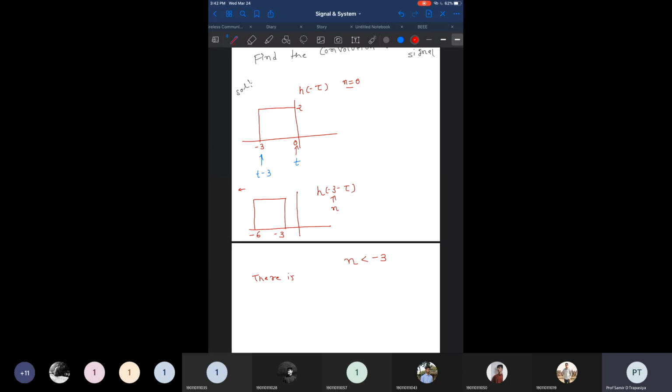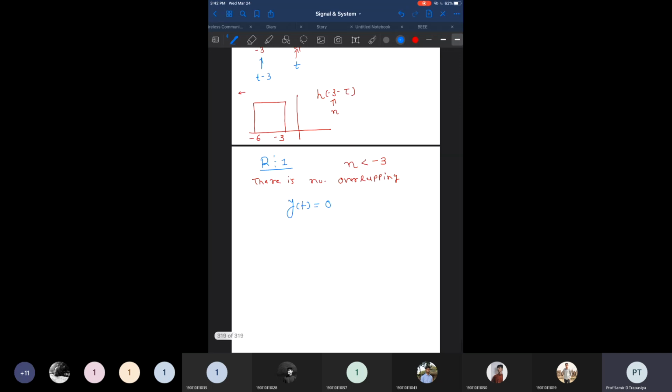There is no overlapping, and in that case, y of t is equal to 0. This is considered as region number one, the first region.